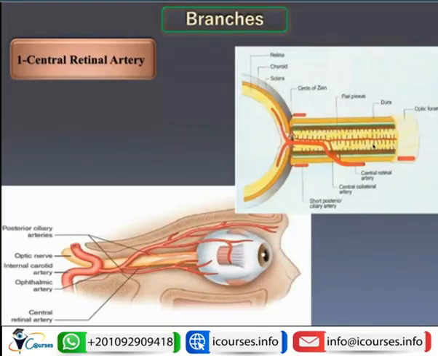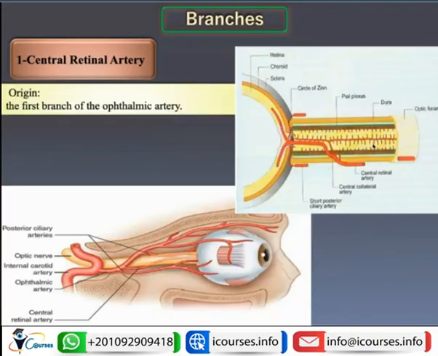So now that we know the relations and the course of the ophthalmic artery, we need to know the branches of the ophthalmic artery. We have 10 branches of the ophthalmic artery. All the 10 branches are very, very important. The first one is the central retinal artery.